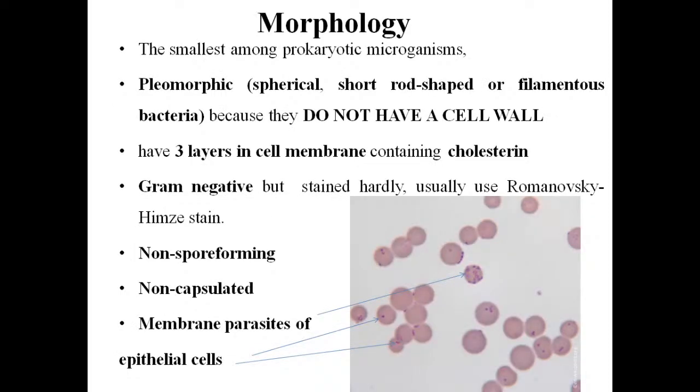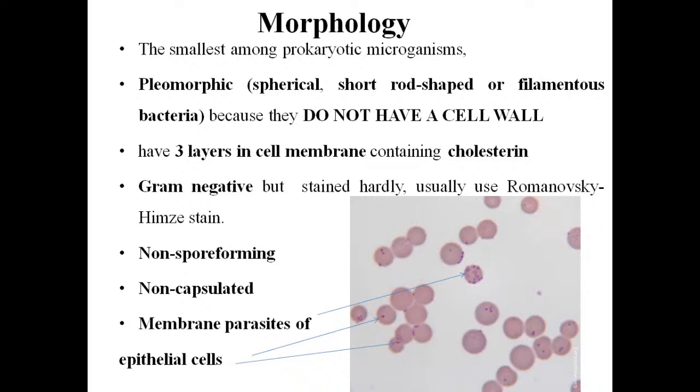Morphology of Mycoplasma. Mycoplasma are the smallest bacteria among all prokaryotic microorganisms. They are pleomorphic, like chlamydia. They may be spherical, short rod-shaped, or filamentous bacteria, because they don't have a rigid cell wall. A rigid cell wall provides a spherical or rod shape, but these bacteria lack a cell wall. But they have a three-layer cell membrane containing cholesterol.